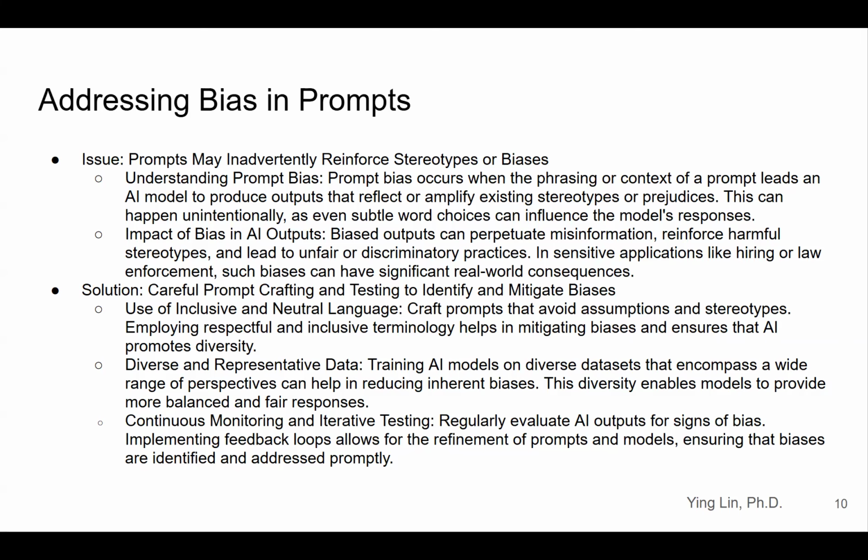The third solution is continuous monitoring and iterative testing. We can regularly evaluate AI output for biased patterns, use feedback loops, allow adjustment to prompt and model behavior, and implement bias detection tools. Bias mitigation is an ongoing process requiring constant refinement.